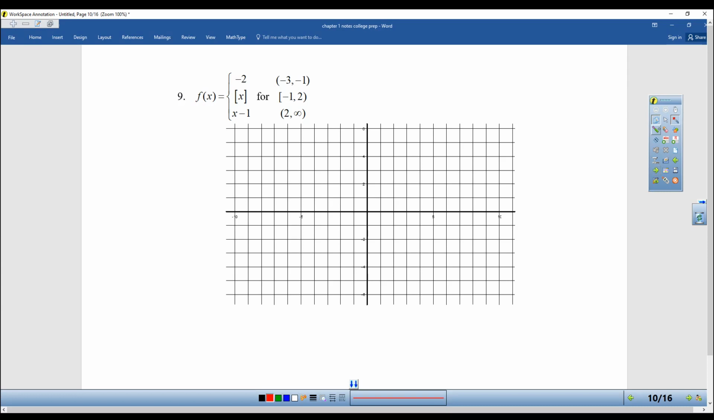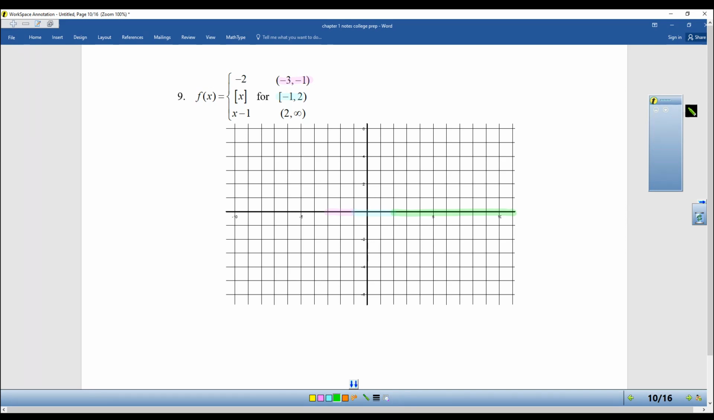Number 9. I don't know if this highlight method is working for you or not, but I'm going to keep doing it for a little while. I'm going to make sure everybody understands. Negative 3 to negative 1. Negative 1 to 2. And 2 to infinity.